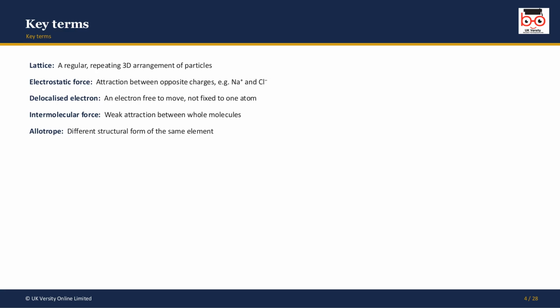A lattice is a regular, repeating, three-dimensional arrangement of particles. An electrostatic force is the attraction between opposite charges, such as a sodium ion and a chloride ion. A delocalized electron is one that's free to move, not fixed to a single atom. An intermolecular force is a weak attraction between whole molecules. And an allotrope is a different structural form of the same element.